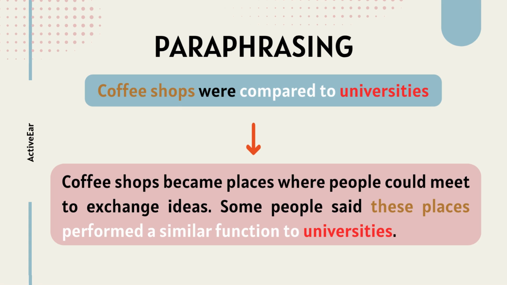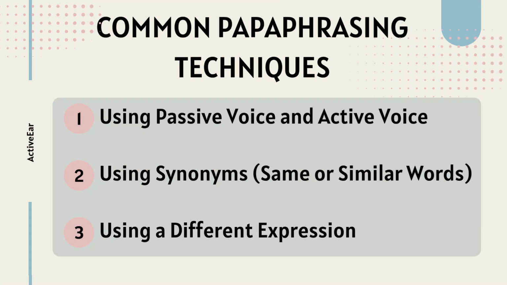In the listening test, many keywords in the questions are changed in the audio. So, you cannot just listen for the same words. You must listen for different words with the same meaning. There are 3 common paraphrasing techniques that you usually see in the listening tests, including using passive and active voice, using synonyms, which means words with the same meaning, and using different expressions.